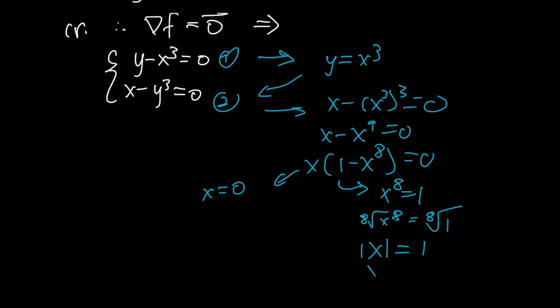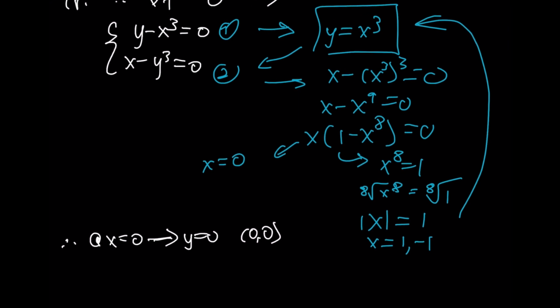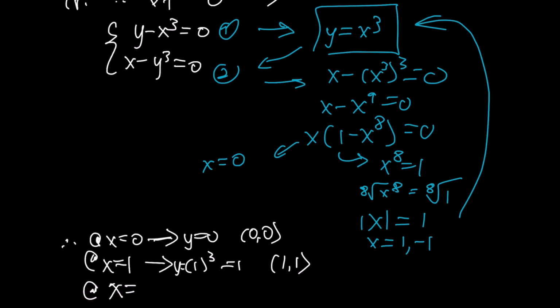Now, to find out the corresponding y values, we substitute back into here. When x is equal to 0, clearly y is going to be 0, so (0, 0) is a critical point. When x is equal to 1, y is 1 cubed, which is also 1, so (1, 1) is a critical point. And x equals negative 1 tells me that y is negative 1 cubed, so (negative 1, negative 1) is a critical point.